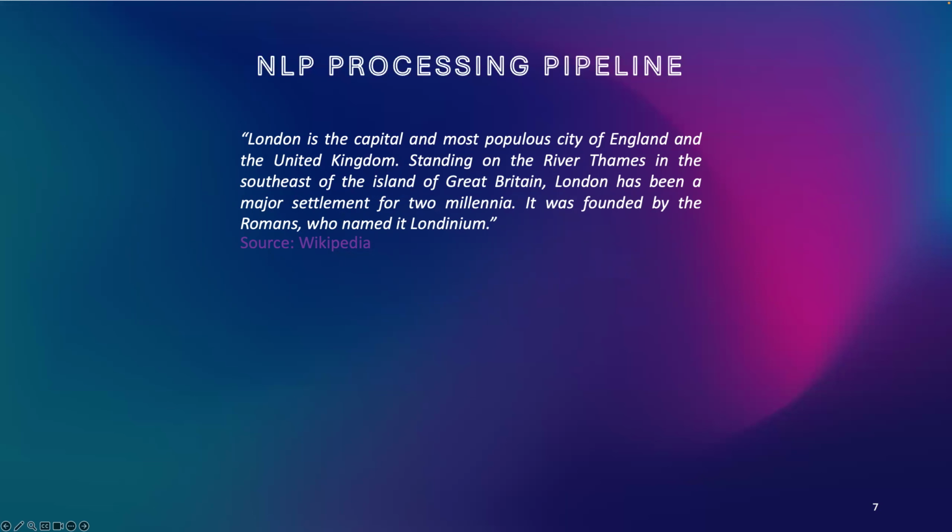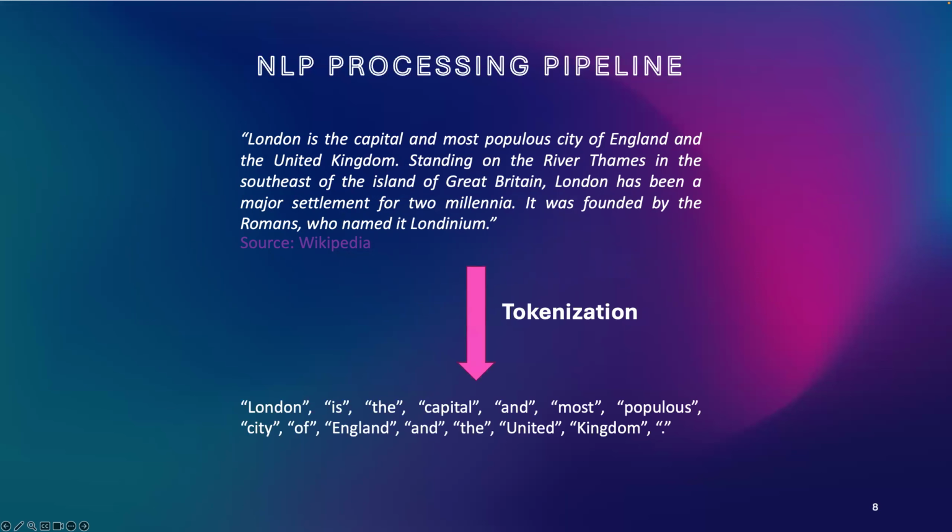All right. Now, the first step here is segmentation. You cannot see it on this page because it's quite simple. So we have 3 sentences, right? The first sentence is London is the capital and most populous city of England, and it ends here. The second one, standing on the River Thames, etc. It ends at major settlement for 2 millennia. And then the third one is it was founded by the Romans who named it Londinium, right? This is simple.